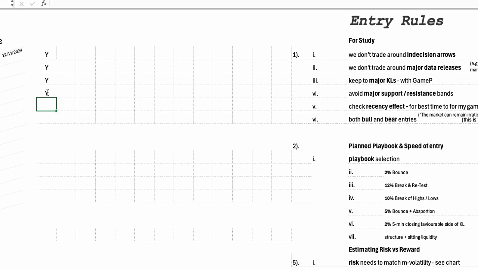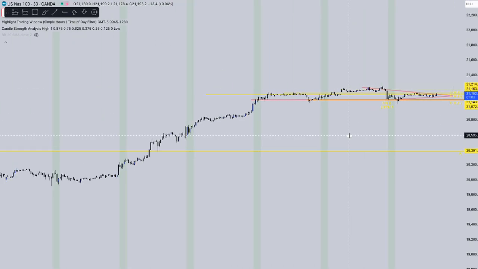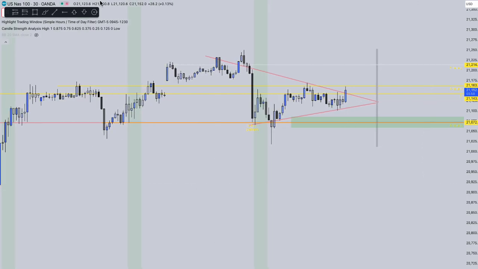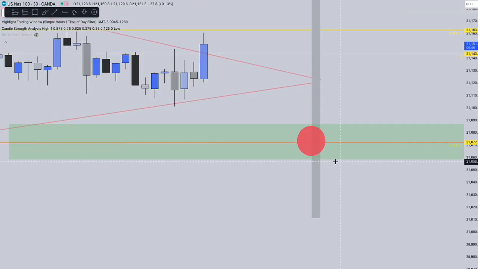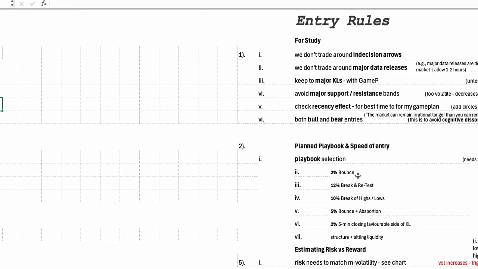Recency effect for best time for the game plan, which was just there. Sorry. So it's a fair bit of work, what I do. So yeah, 9:30. If price is near my entry, I'll still take that, possibly. 9:30 there. But I'll be very mindful.